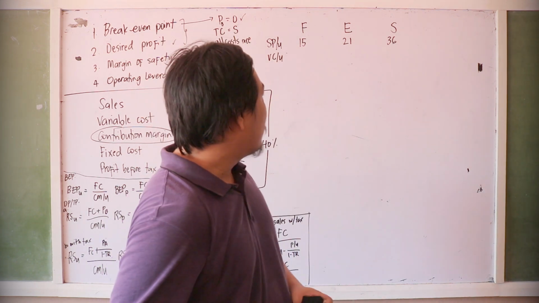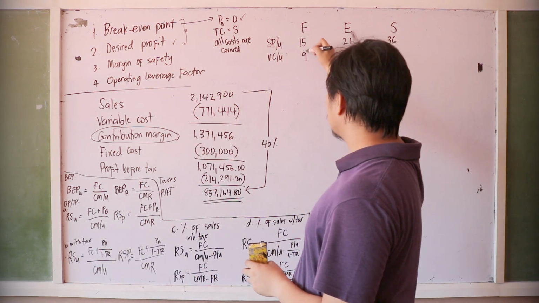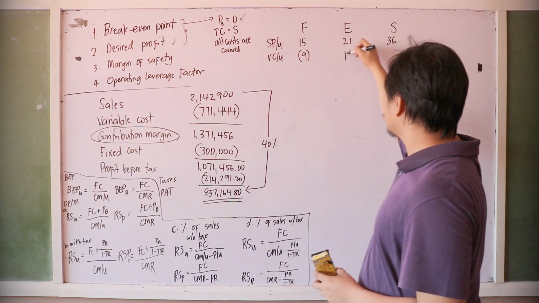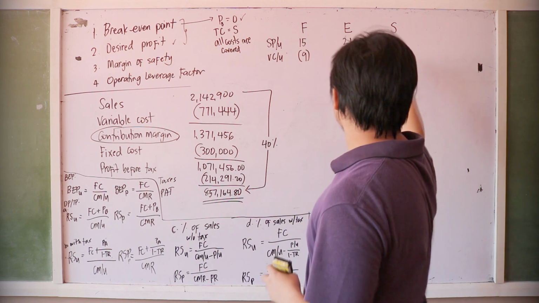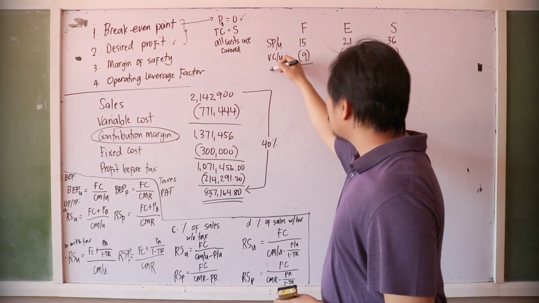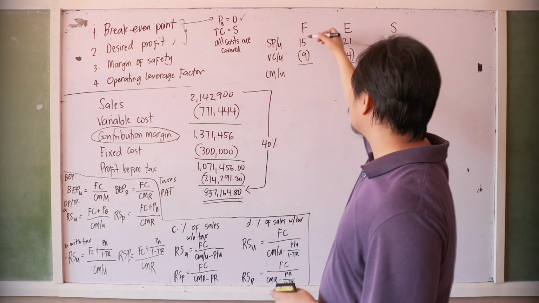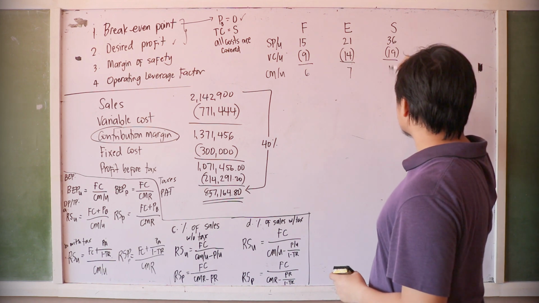Kaya siya yung pinakamahal. Variable cost per unit, let's say, 9. Etong eraser, let's say, 14. And yung sandpaper, let's say, 19. Kung mako-compute natin yung contribution margin per unit nila, which is equivalent to 15 minus 9, 6, 21 minus 14, 7, and 36 minus 19, 17.